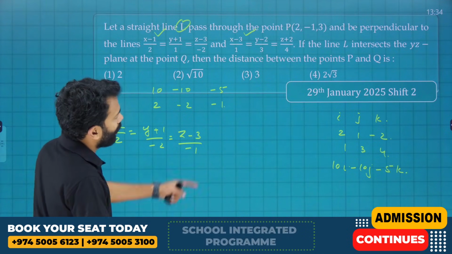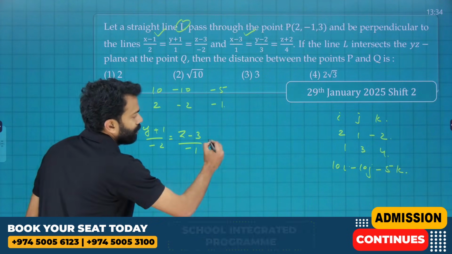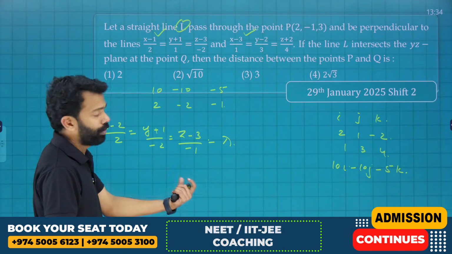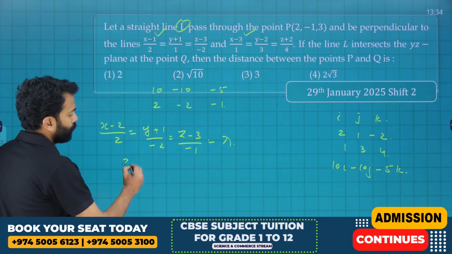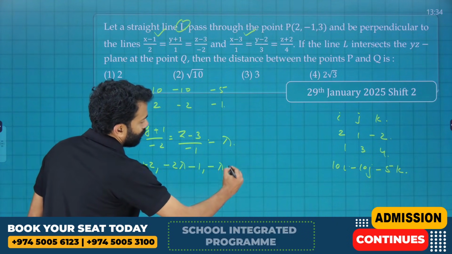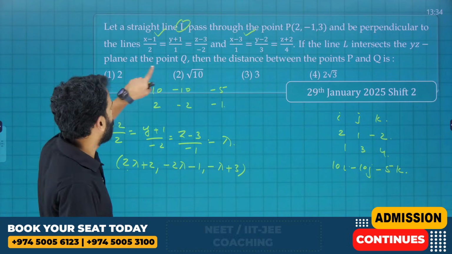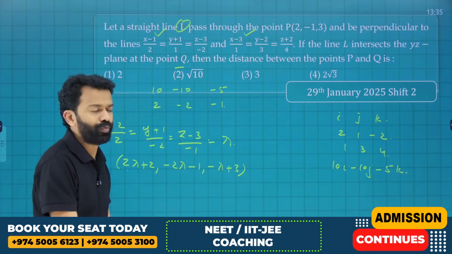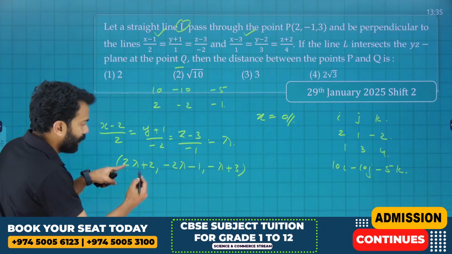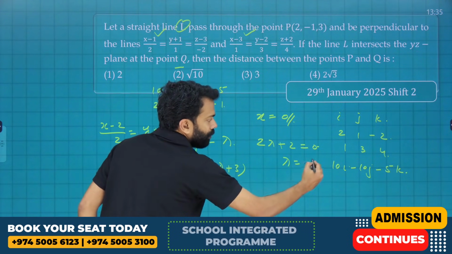This line intersects the yz plane at the point Q. Let's put the ratio equal to lambda and take the general point on that line: 2 lambda plus 2, minus 2 lambda minus 1, minus lambda plus 3. What is the specialty of the yz plane? In the yz plane, the x coordinate will be 0. The x coordinate here is 2 lambda plus 2. If it is equal to 0, the value of lambda is minus 1.